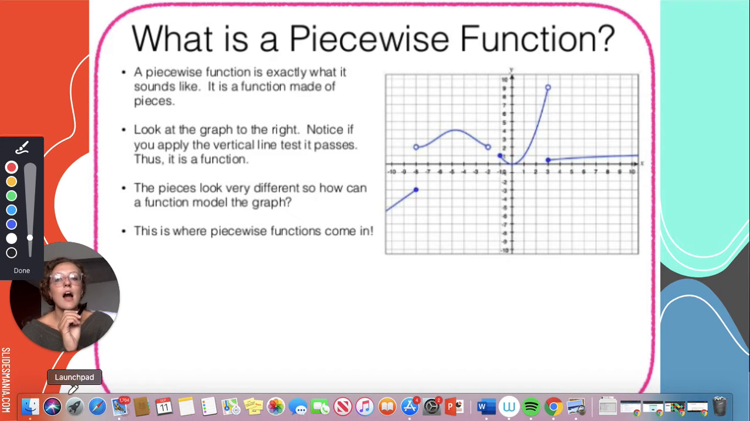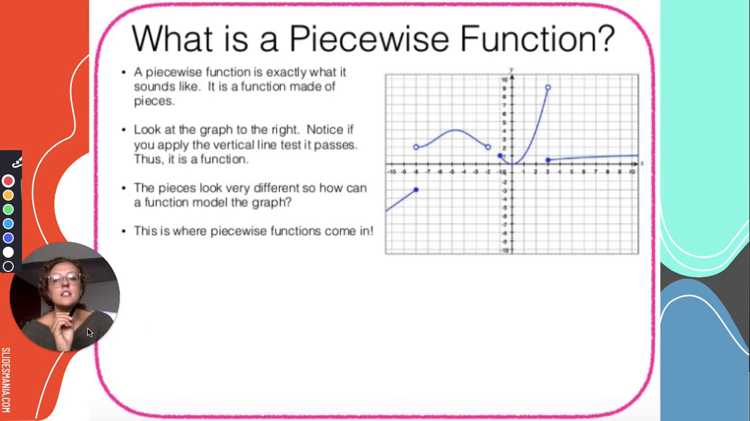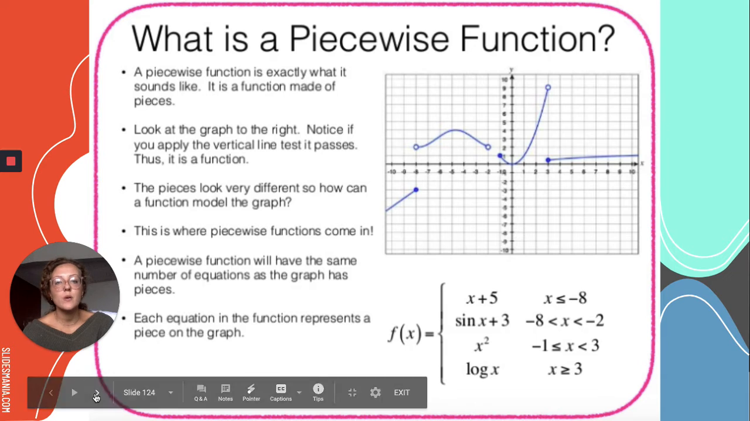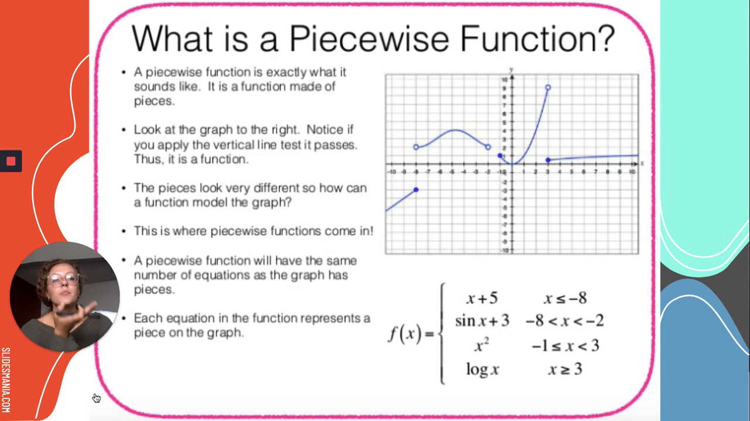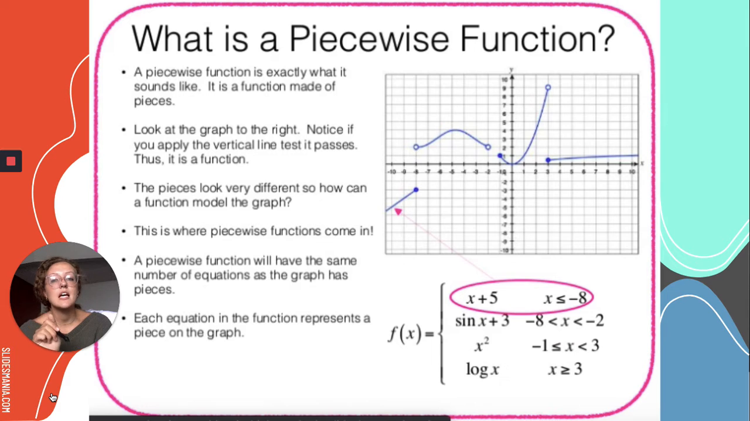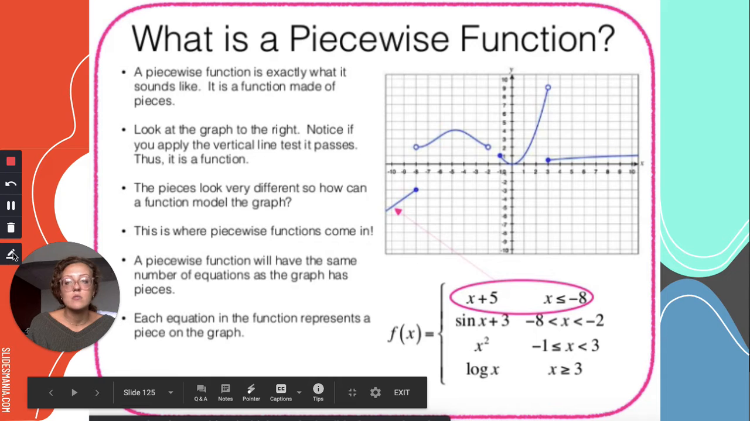Each piece of this graph is represented by a different function, a different equation. Okay, so a piecewise function will have the same number of equations as it does pieces. So this has 4 pieces on the graph. We have 4 different equations. Now, you guys don't know these equations. Well, you know 2 of them. You don't know 2 of them. But they are just functions. They work. The important thing to look at is that each equation represents a piece of the graph. And it represents it on a different domain. So that's what these restrictions over here are.